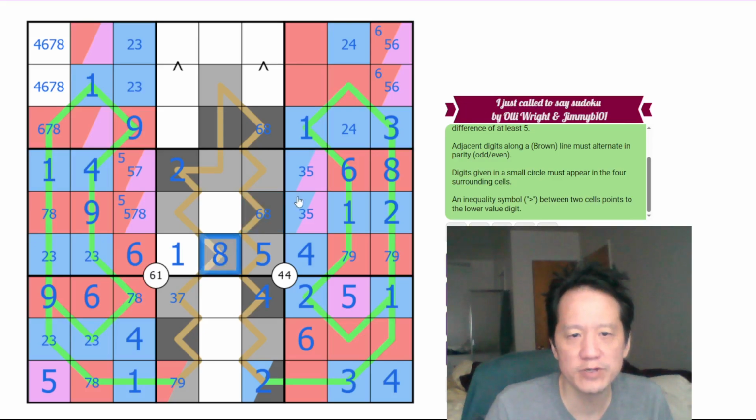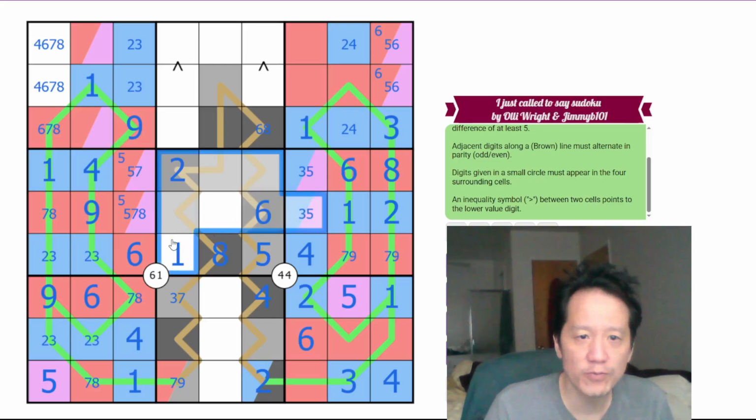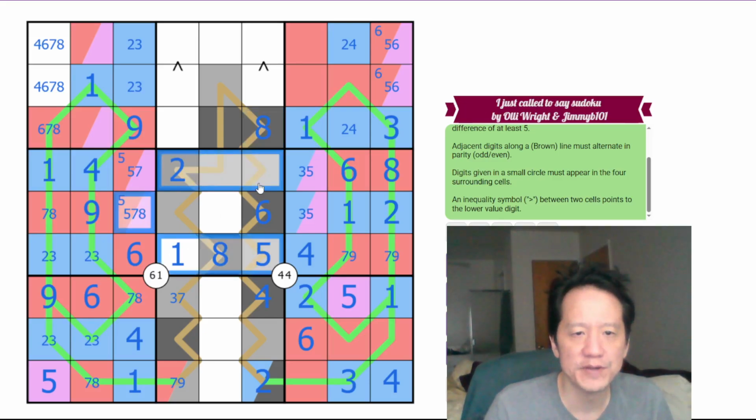This can't be 8 because of this 8. So this must be a 6. We have a remaining digit. This can't be a 6 because of this 6. So that's an 8. Where is the 4 in the remaining in this central box? It can't be any of the odd digits, and these are filled out here. So this must be a 4.